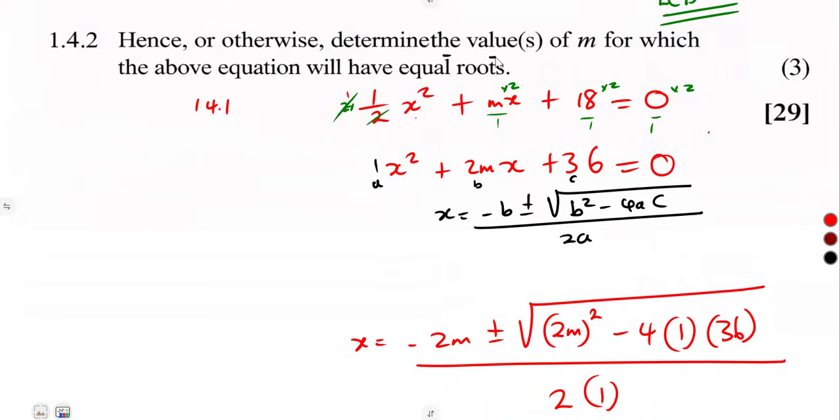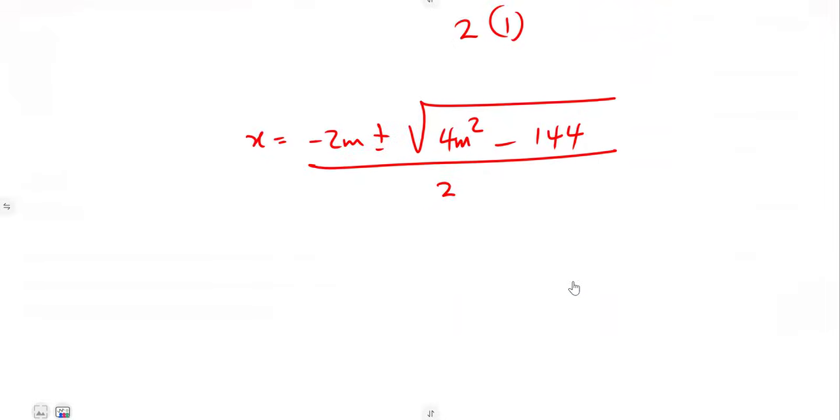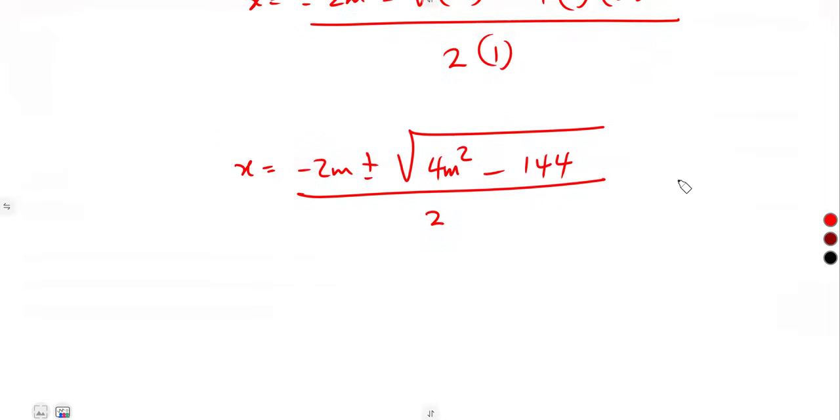Then, hence or otherwise, determine the values of m for which the above equation will have equal roots. That's 1.42, nature of roots. For this equation to have equal roots, what will be the values of m? So that's a continuation, guys. Remember, from the nature of roots, for you to have equal roots, the discriminant must be equal to 0. Our delta is directly equal to 0. So make sure you understand that part.